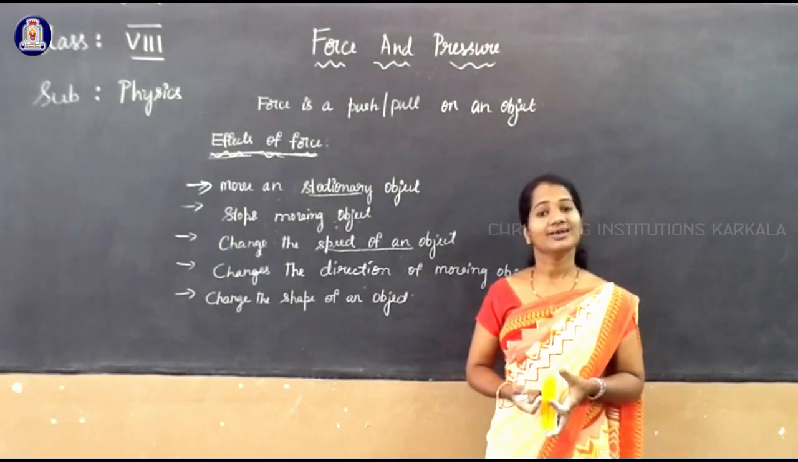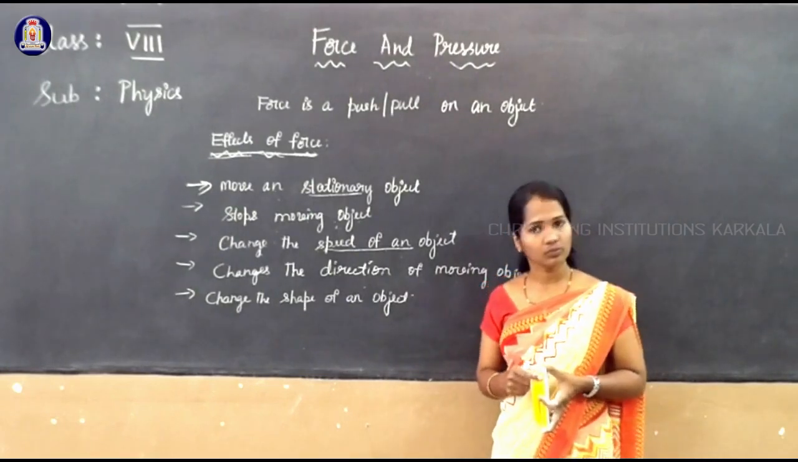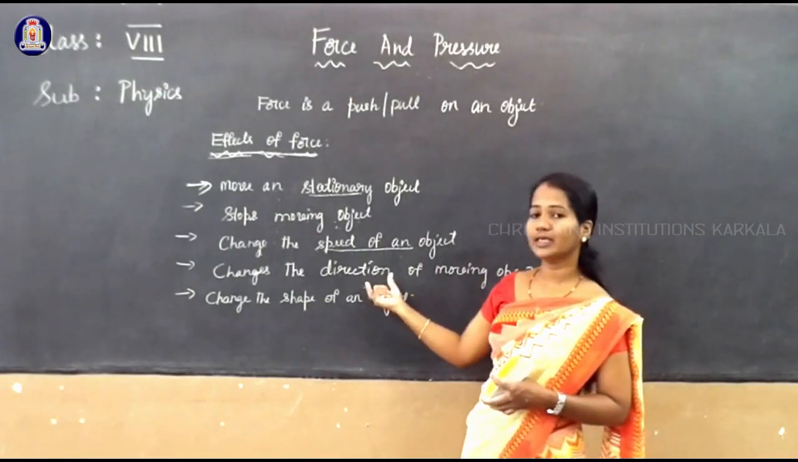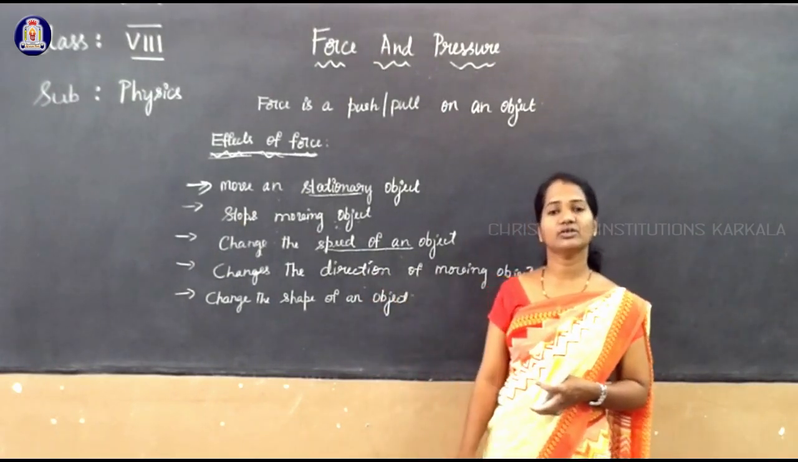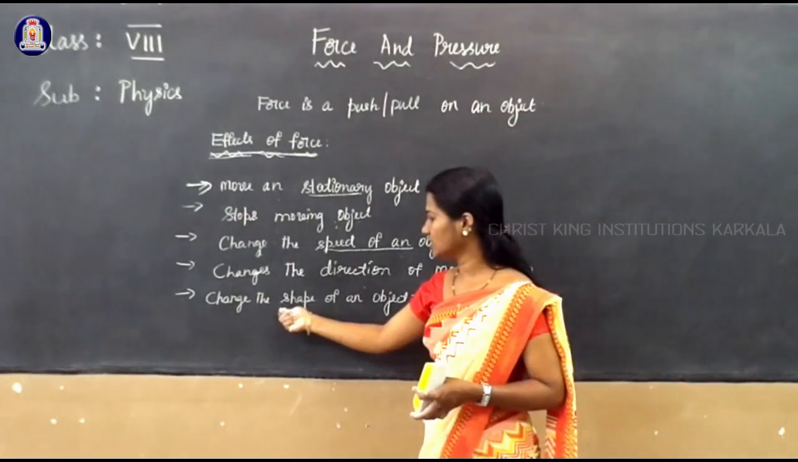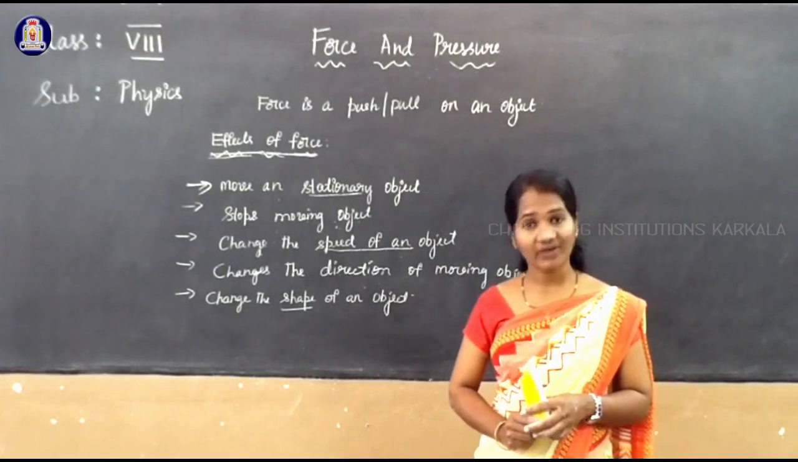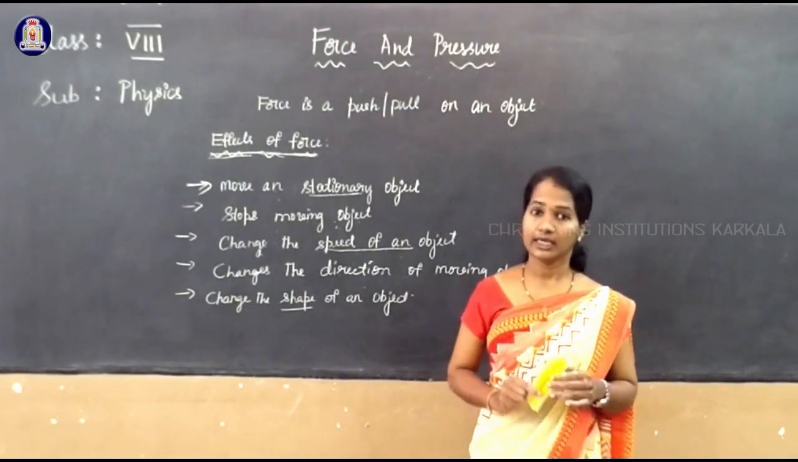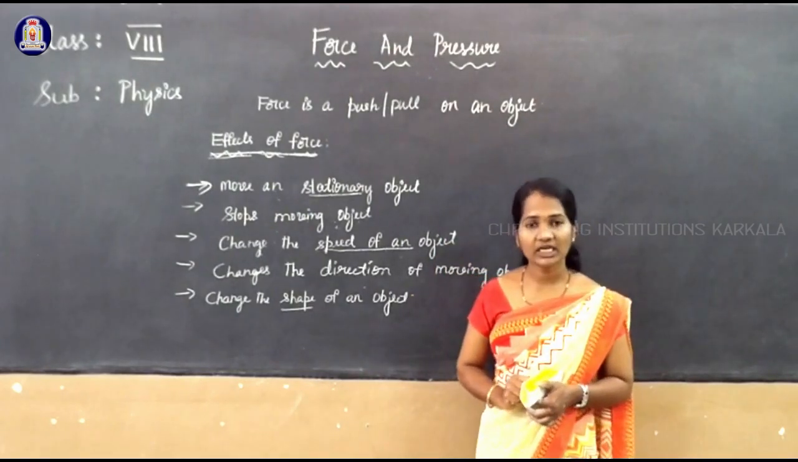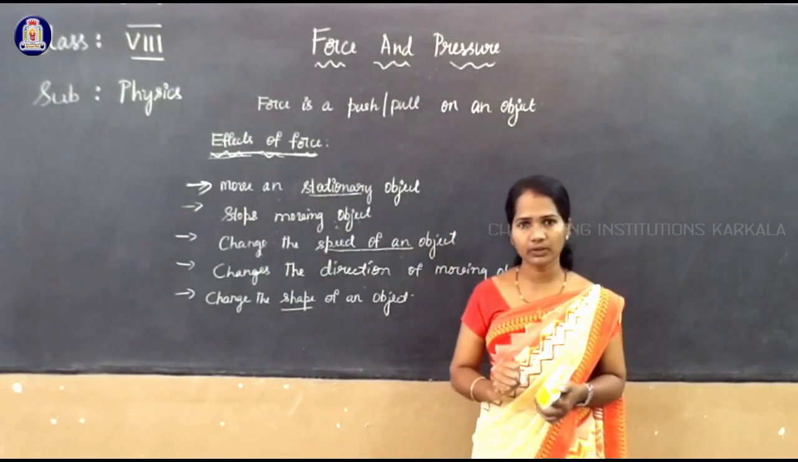In a vehicle, direction can be changed. The driver applies force to change the direction of the moving body. So the direction of any object can be changed by applying force. And also, we can change the shape of an object. It is possible to change the shape of an object by applying force. Example, take a lemon. Squeeze the lemon. What happens? The shape of the lemon changes. Take a rubber ball and apply force on the rubber ball.